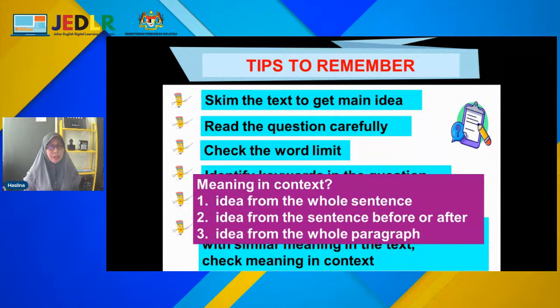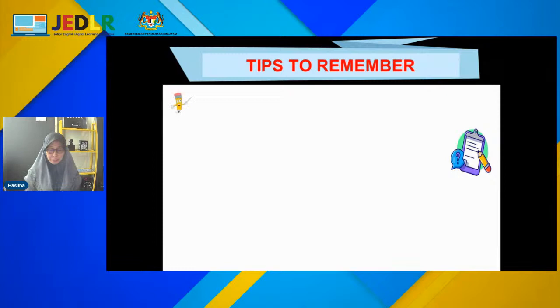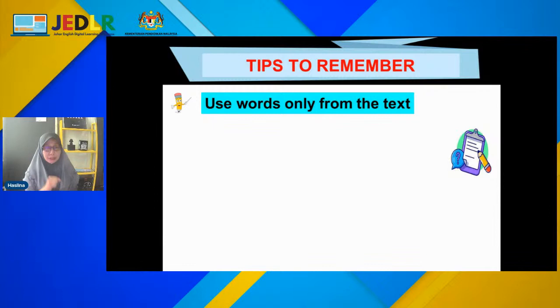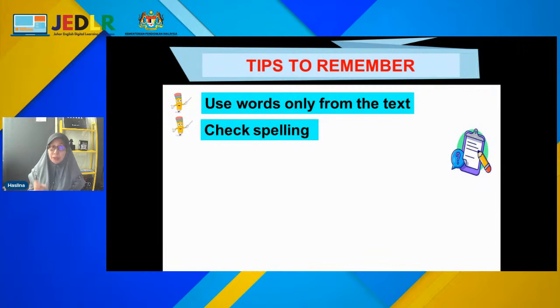The next step is to use words only from the text. Remember Unicorn just now, you were asking about keep updated. The word stated is keep updated, so when you answer keep update, this is not the word taken from the text. Make sure the spelling is correct, because correct spelling is mandatory. If you misspell, you will not be awarded.